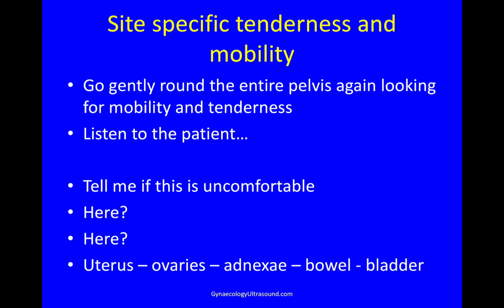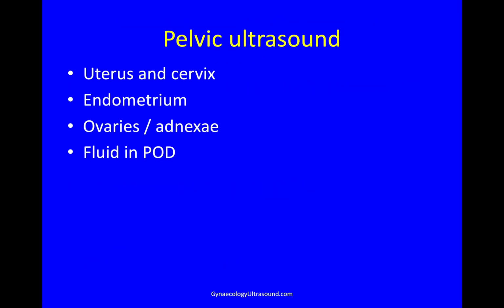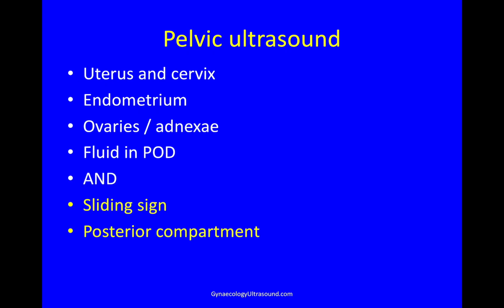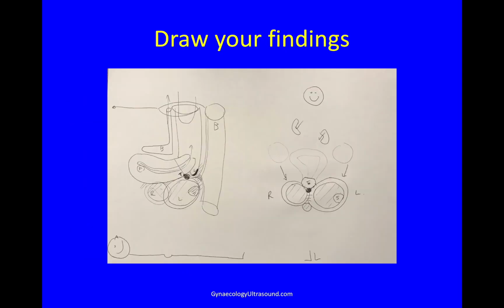Next, we do soft markers, site-specific tenderness and mobility. We go around the entire pelvis looking for mobility and tenderness and ask, is it uncomfortable here or here or here as you go around the uterus, the ovaries, the adnexi, the bowel and the bladder. So a normal scan looks at these things, but we all should be doing the sliding sign and looking at the posterior compartment and the anterior compartment.